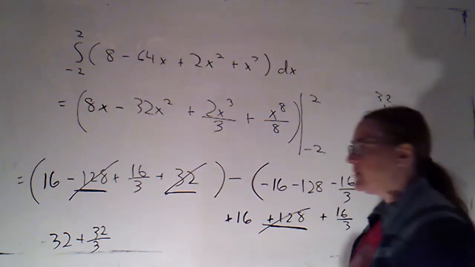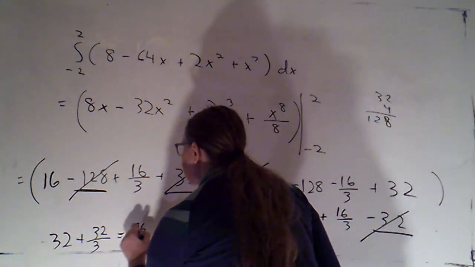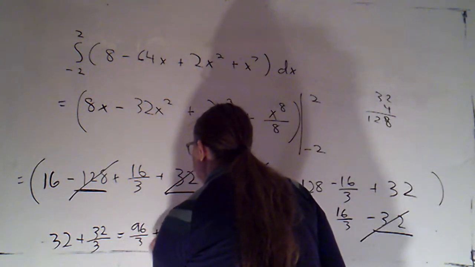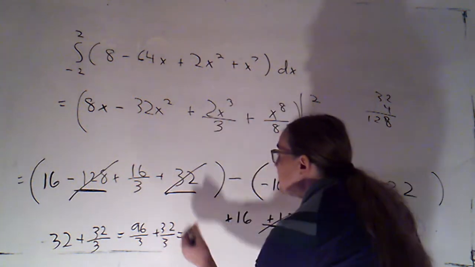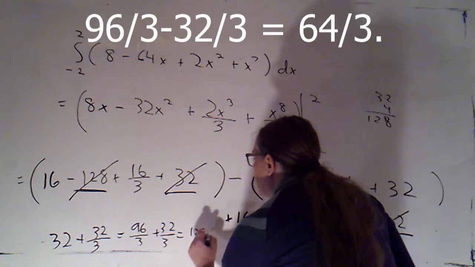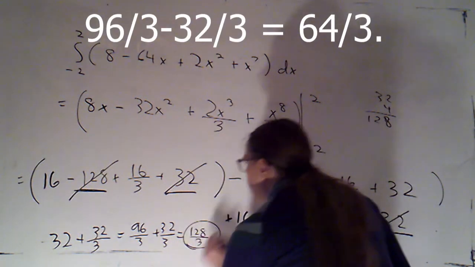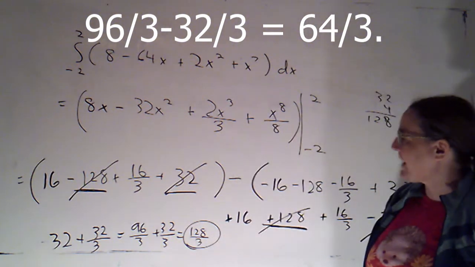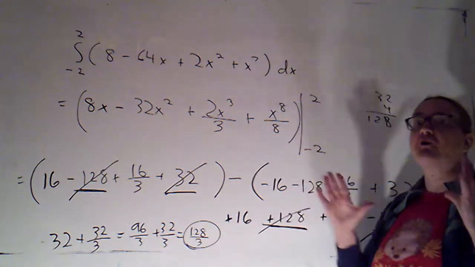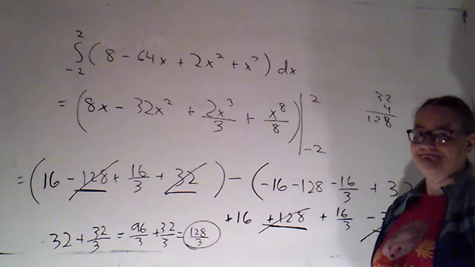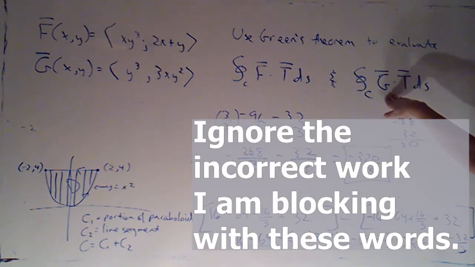Let's just combine those pieces. That's going to be 96 thirds plus 32 thirds, which is going to be 128 thirds. Okay, so that's what we get for our first integral. All right, let's go ahead and take a look at this next one.